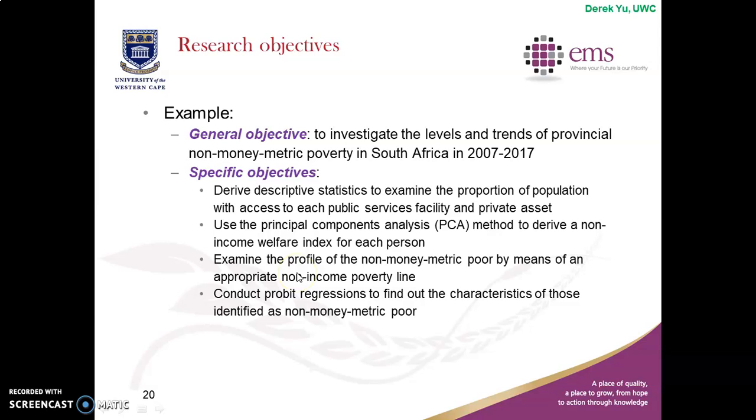And then afterwards, I'll examine the profile or the characteristics of the non-money metric poor. Okay, profile means maybe gender, race, education, labor market status. And then I can conduct a probit regression, multivariate analysis to find out the characteristics of the non-money metric poor. So these are my specific research objectives. So I do all these 4 activities in order to meet my general or broad research objective.